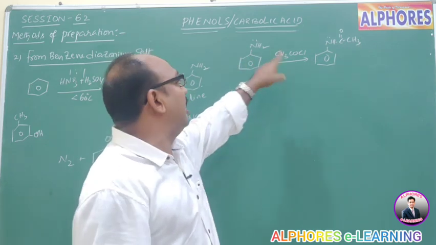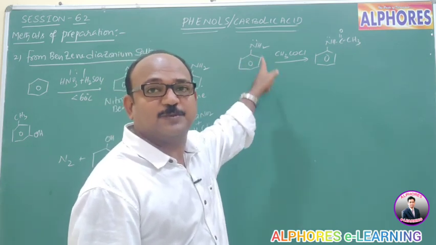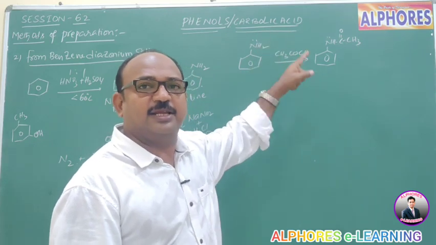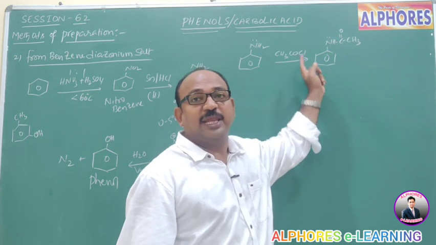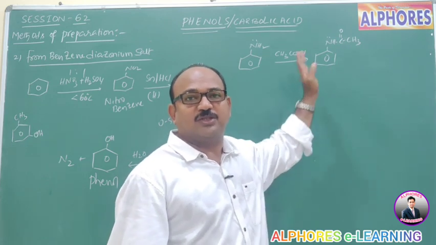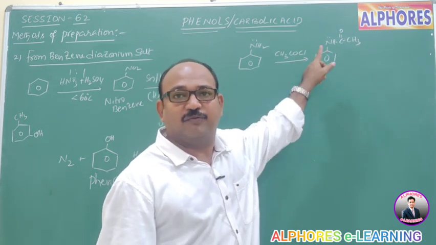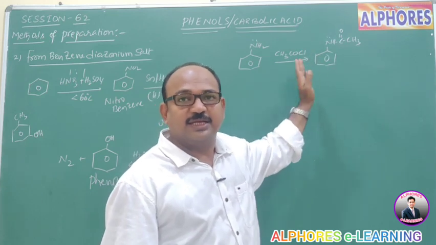Now what happened? After the acylation takes place at nitrogen, N-acylation, it is called N-phenyl acetamide, also called acetanilide.